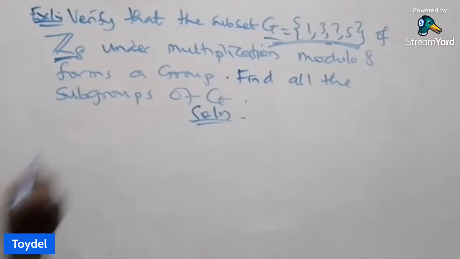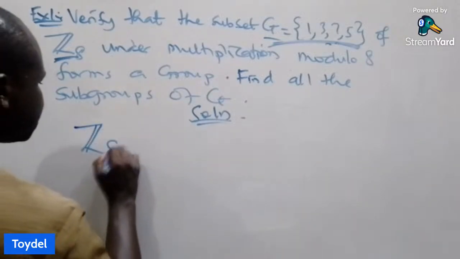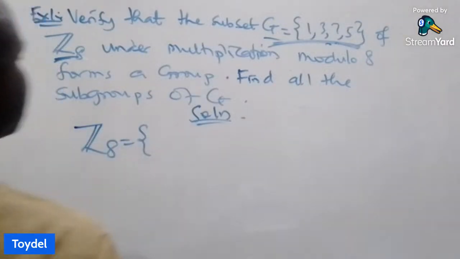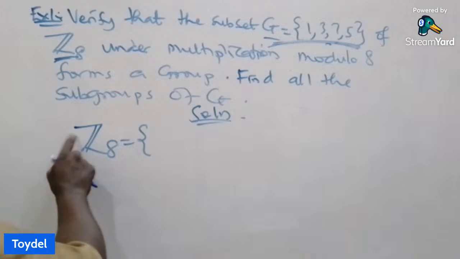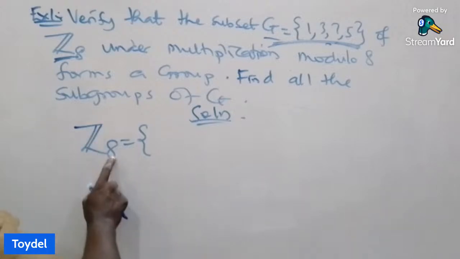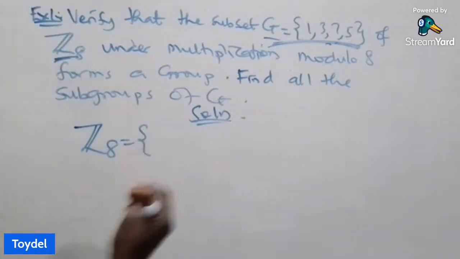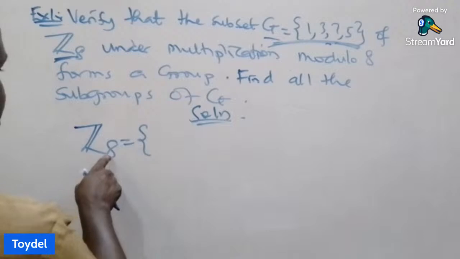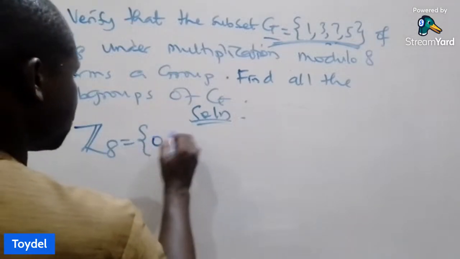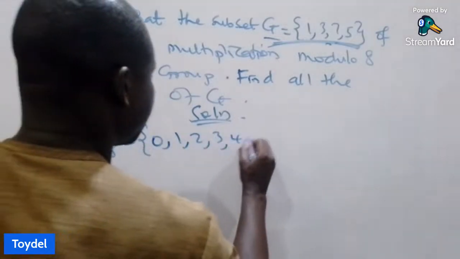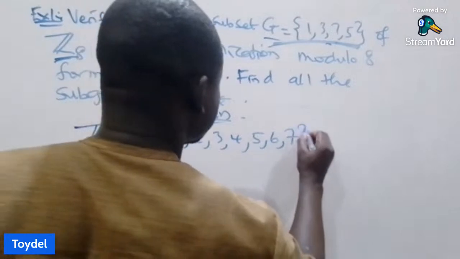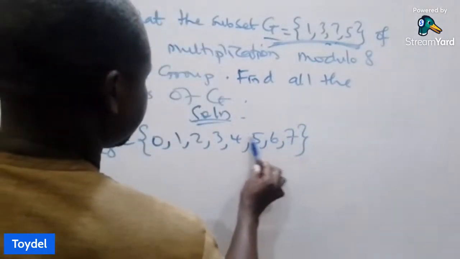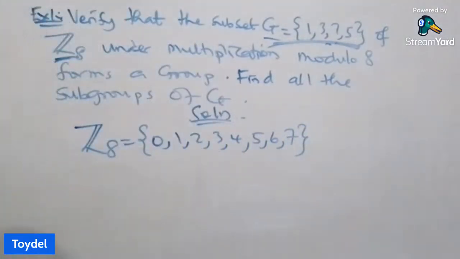So we are given Z8. What are the elements of Z8? Since it's Z8, we are going to start from 0, 1, 2, 3, 4, 5, 6, 7. So these are the elements. It must be up to 7. So this is Z8.